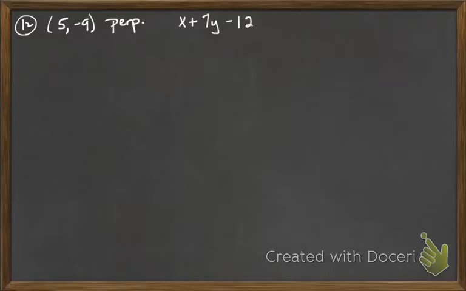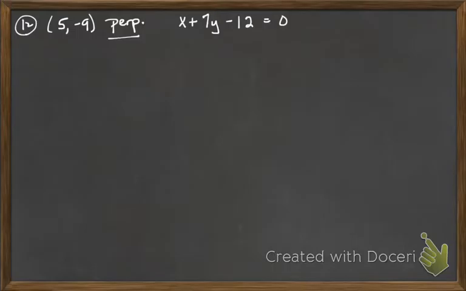Alright, number 12. Write an equation that passes through the point 5, negative 1 that is perpendicular to, this is our first perpendicular one, x plus 7y minus 12 is equal to 0. So keyword here is perpendicular. So we know from our notes that perpendicular slopes are opposite reciprocals. So you have to go find the slope of x plus 7y minus 12 equals 0.